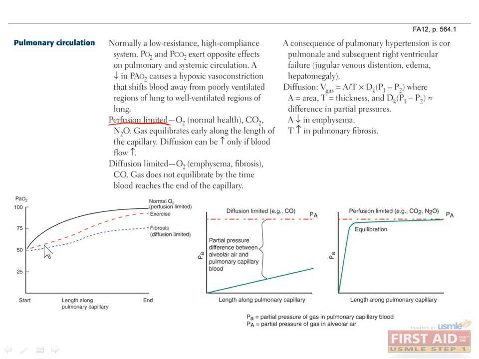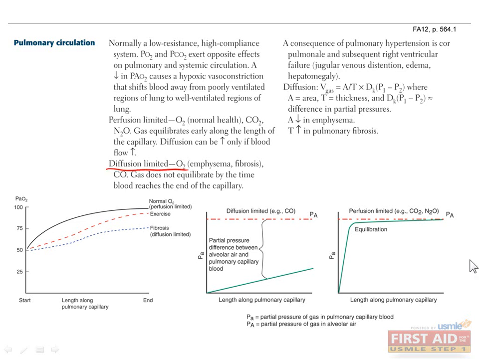As you can see here, gas equilibrates early along the length of the capillary, and you can only get more oxygen into the blood by increasing blood flow. Normally, oxygen, carbon dioxide, and nitrous oxide are perfusion limited, and you can see this also in the figure on the right, where the pressure of a given gas in the blood and in the alveolar air reaches an equilibrium quickly, and no further gas exchange occurs while the same blood is in the pulmonary capillary. Then you can contrast this to the figure in the middle where gas exchange is limited by diffusion.